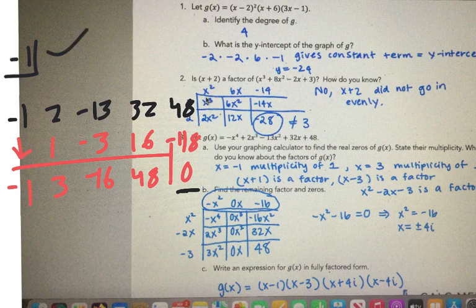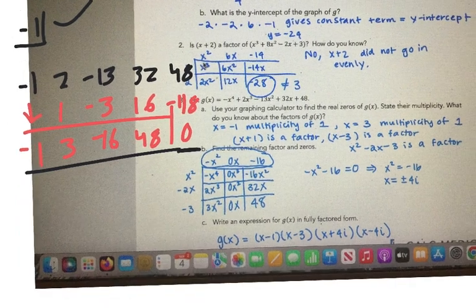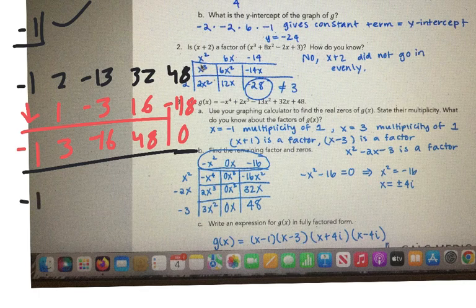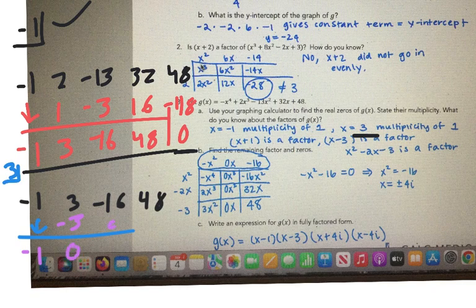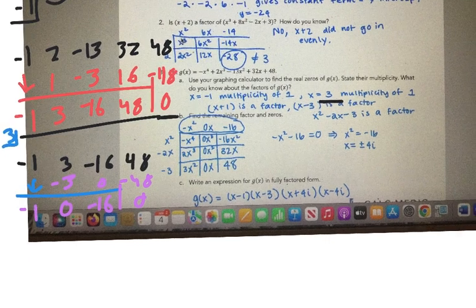So negative 1 works. And now I have a new, this is called a depressed polynomial. It has one fewer term because I've done the division. So now I would do synthetic again, this time of the depressed polynomial. But instead of putting a negative 1 in the box, I'm going to use the other factor that I know, which is 3. So if I use the other x-intercept I know, which is 3, I put 3 in the box. Bring down the negative 1, multiply, combine, multiply, combine, multiply, combine. So I got 0 again, which means that was also a factor.